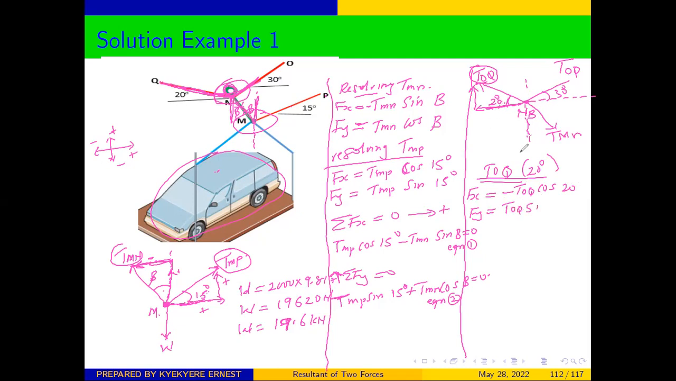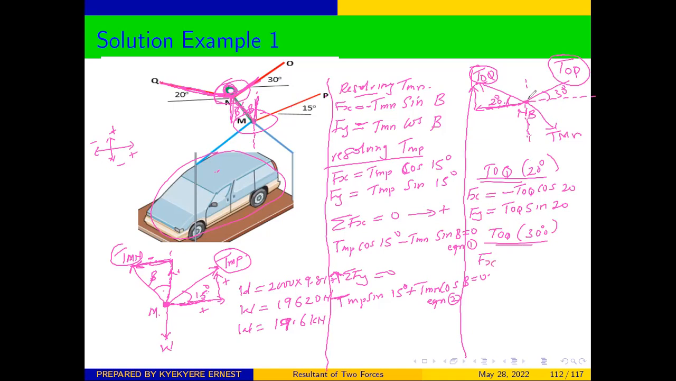The y component is facing the angle, so it is sine 20 degrees. Once you have been able to resolve that, let's come to the next one, which is making an angle of 30 degrees with the horizontal. Therefore, TOK, which is making an angle of 30 degrees with the horizontal, is going to be f of x.